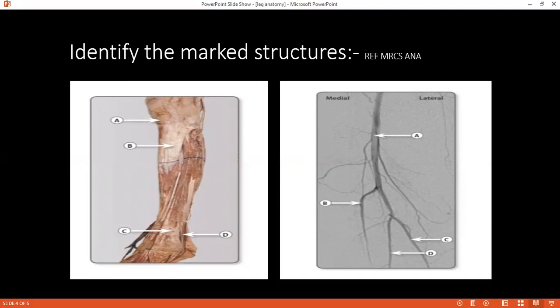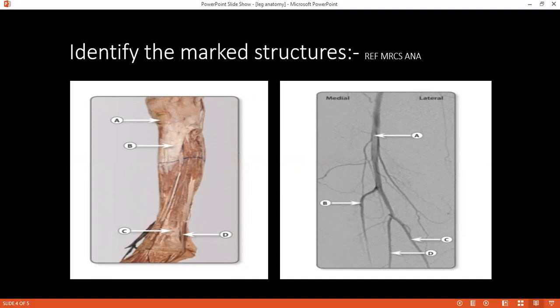Behind the lateral malleolus, there is the sural nerve and the short saphenous vein. Any other structures? Okay, we'll come back to that later.